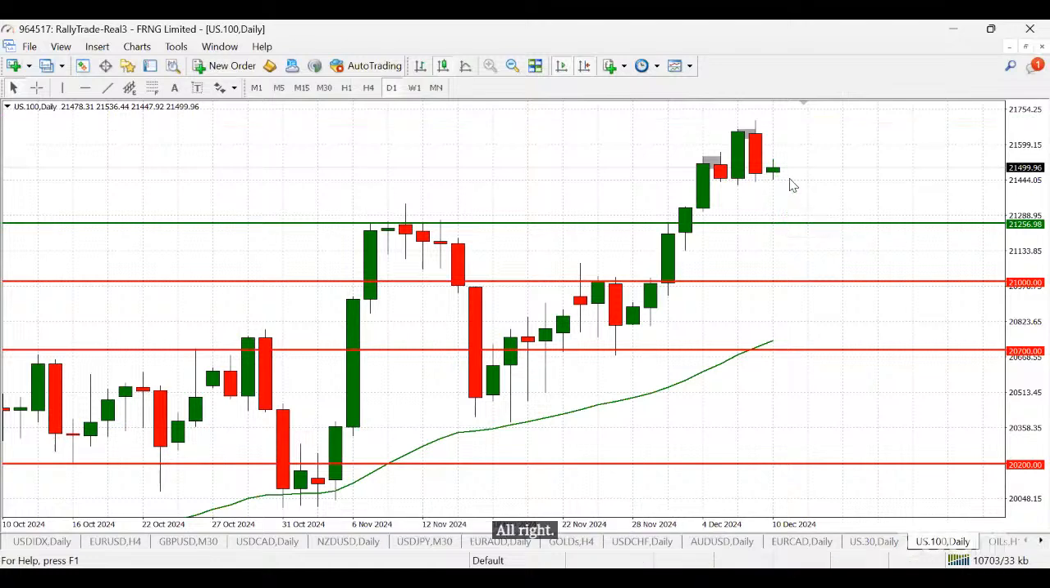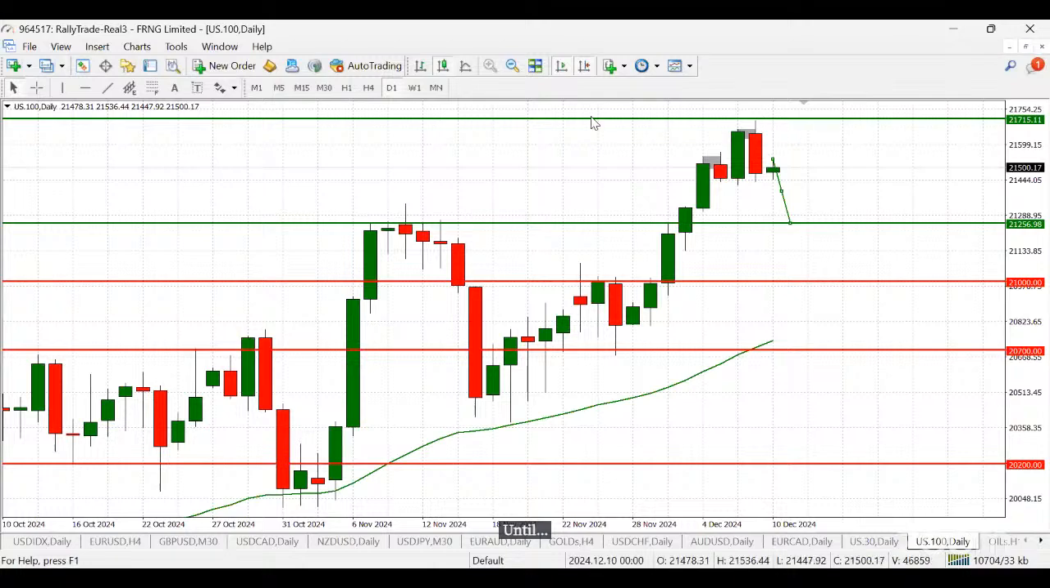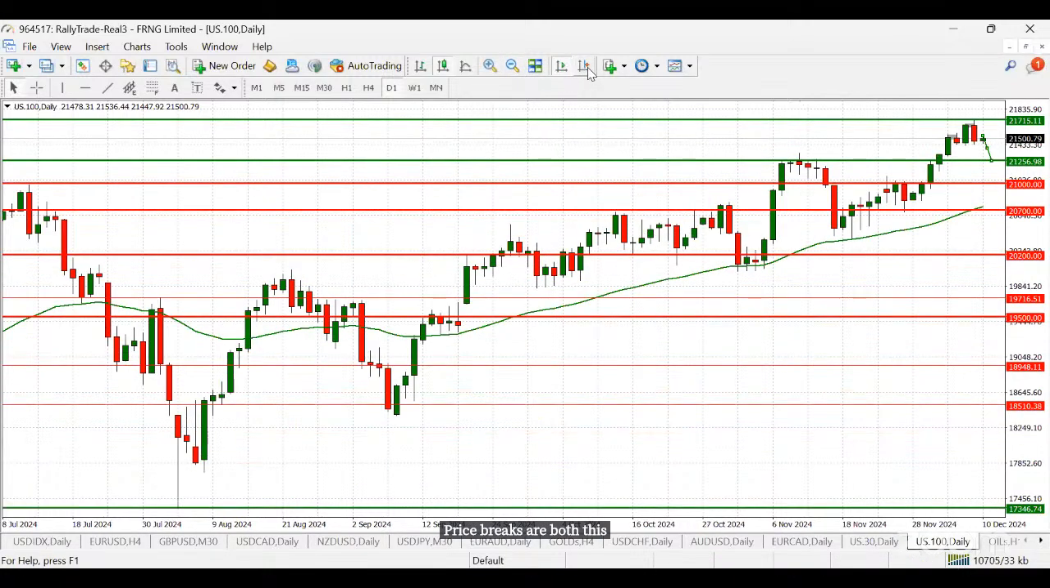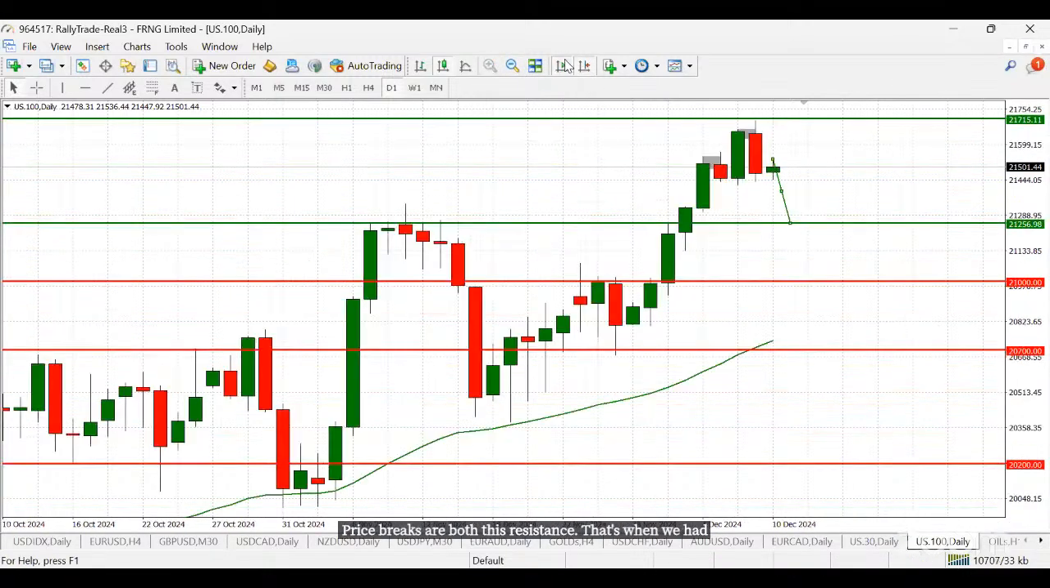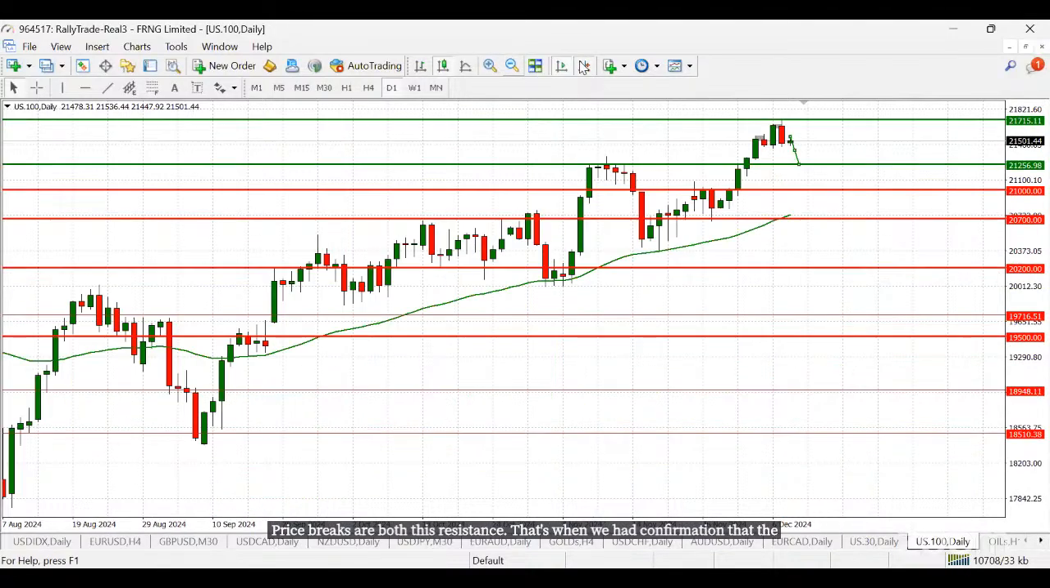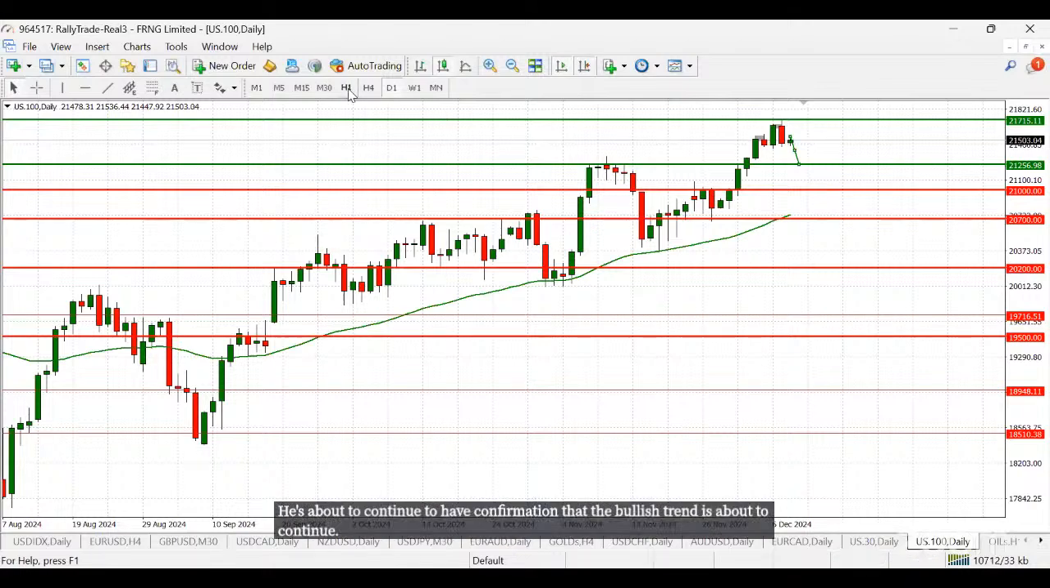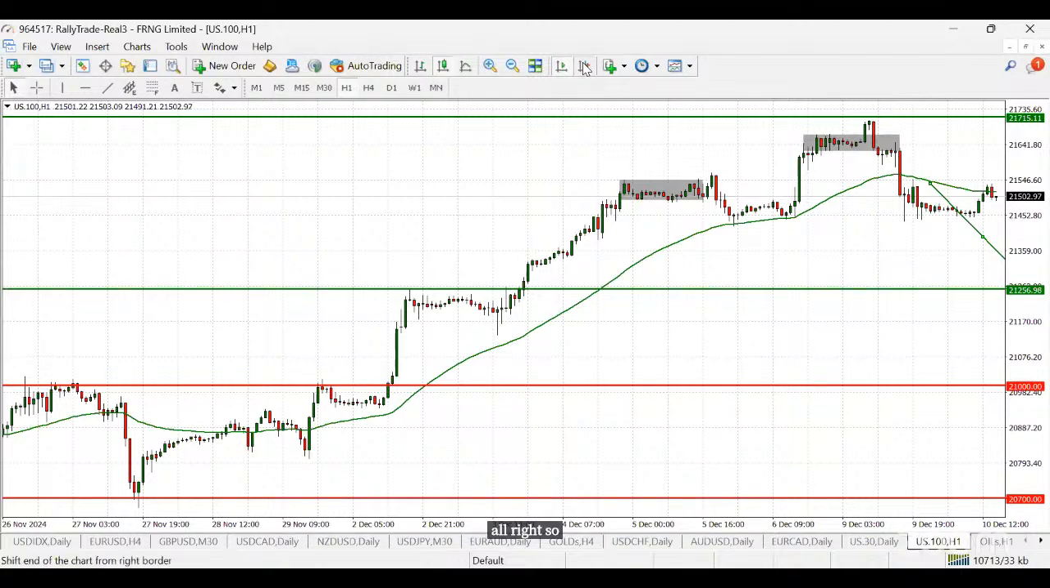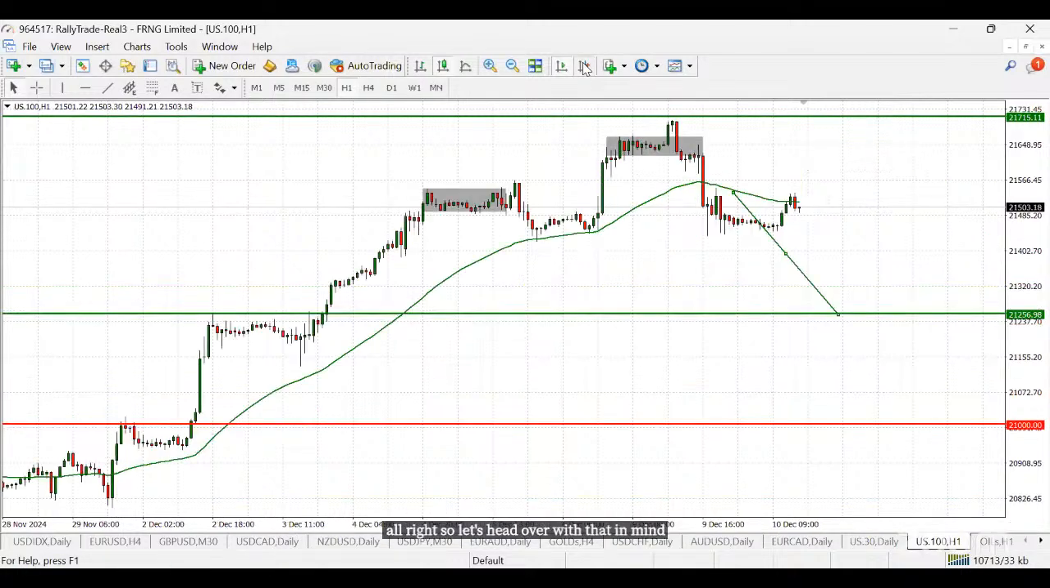Until price breaks above this resistance, that's when we have confirmation that the bullish trend is about to continue. All right, so with that in mind, let's head over to the 1 hour time frame.